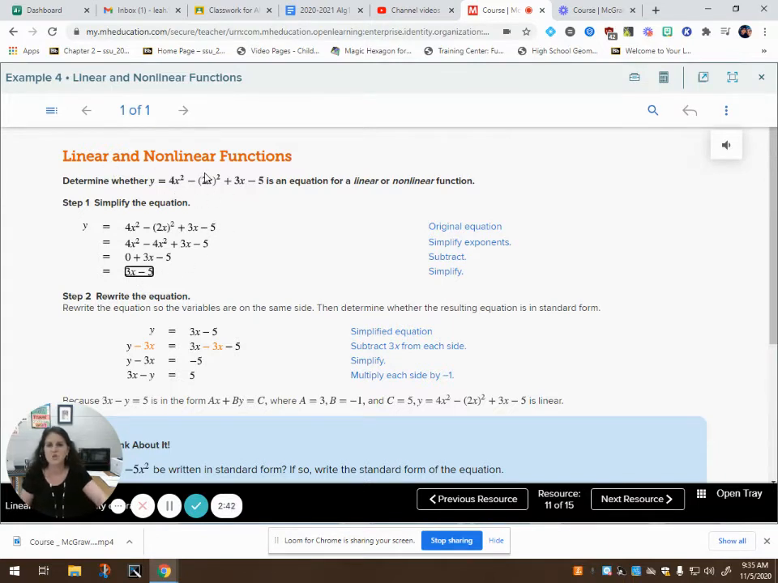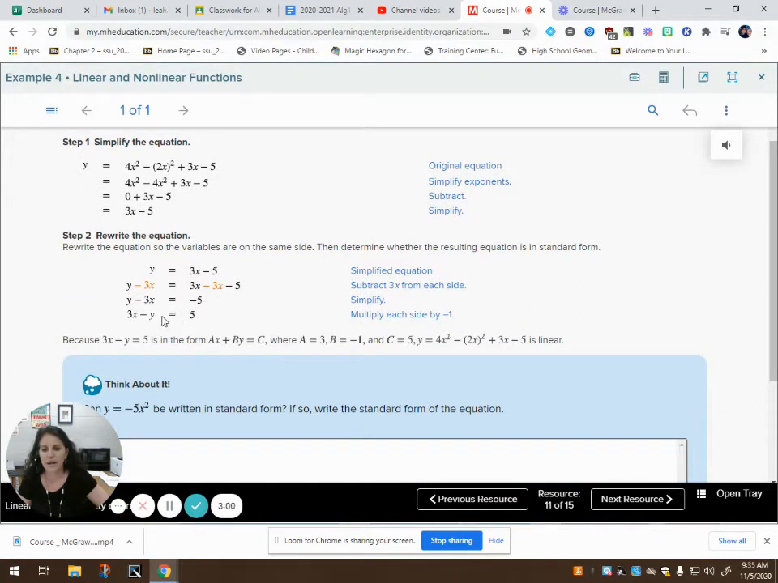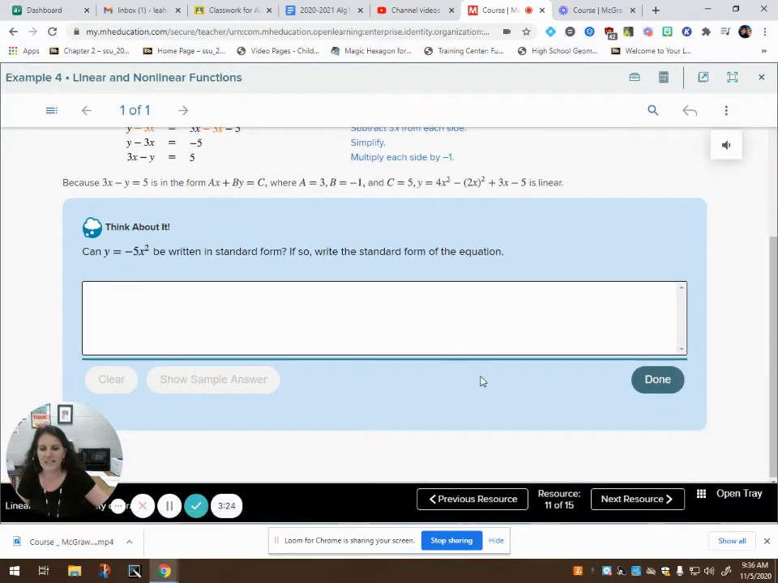So be careful, because they're trying to trick you. I told you that the x squared makes it nonlinear, but then when it simplifies, that x squared term totally goes away, and I'm just left with this 3x minus 5. Therefore, it is a linear function. So we can rewrite it as ax plus by equals c, moving the x term over here with the y. So I have 3x minus y equals 5. Looks like what they did was divide everything by -1 to make this x term positive. So now it's written in the form 3x minus y equals 5, and therefore we can see that it is linear.